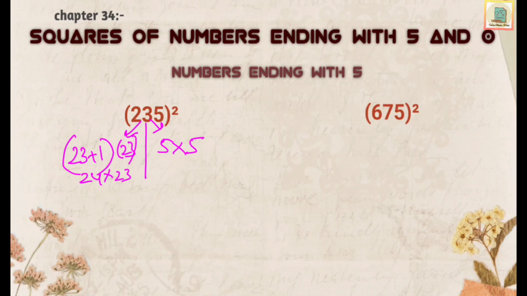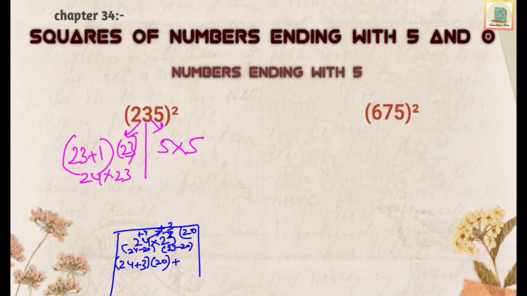Now 23 multiplied by 24, we can use the secondary base 20 method. First of all we'll find out the deviations. 24 minus 20 we get plus 4 as a deviation, and 23 minus 20 we get plus 3 as deviation. Now 24 plus 3 multiplied with the base, that is 20, plus multiply the deviations, that is 4 multiplied by 3. So we get 27 multiplied by 20 plus 12. So we get 540 plus 12, we get 552.